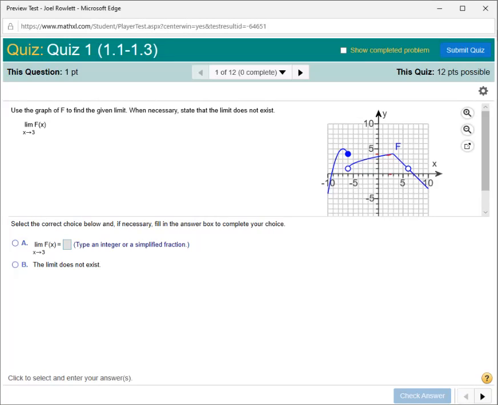And if you evaluate the limit on the right, let me change colors, as you get closer to 3, as you're coming in on the right side, getting closer to 3, notice that the graph is still climbing toward the same value, which is 4. So the limit from the left is equal to the limit from the right, and we will say that the limit is 4.